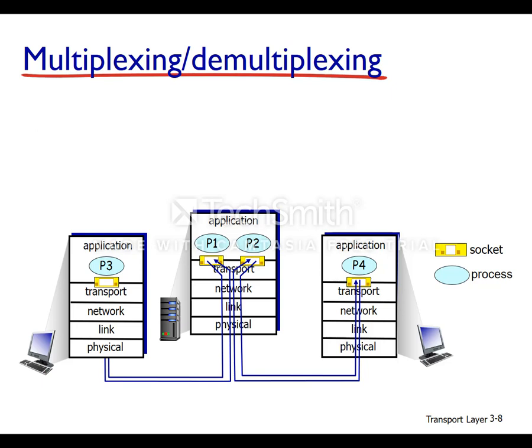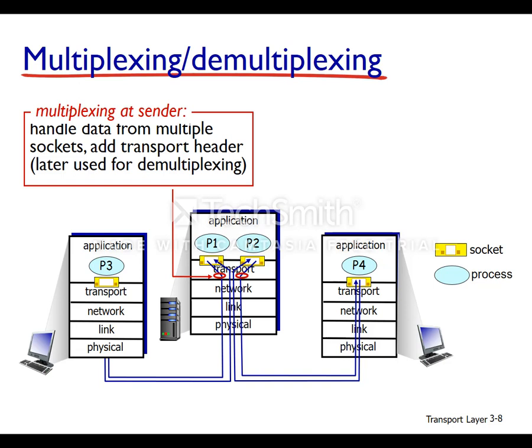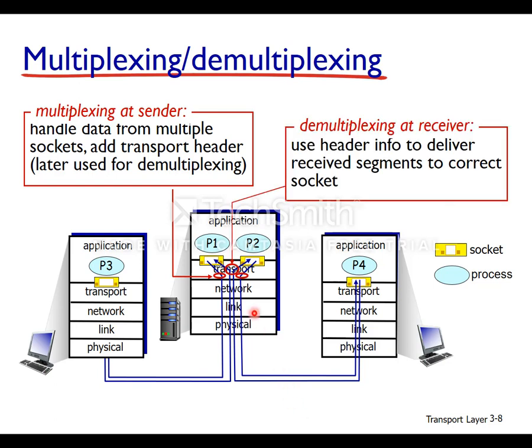So let's say we have two client processes running on these machines over here and over there, and they're talking to two server processes on a server. So multiplexing at the sender basically means handling data from multiple sockets. You add a transport layer header, which we're basically going to use for demultiplexing. And demultiplexing at the receiver means using the header information to deliver the received segments to the correct socket.